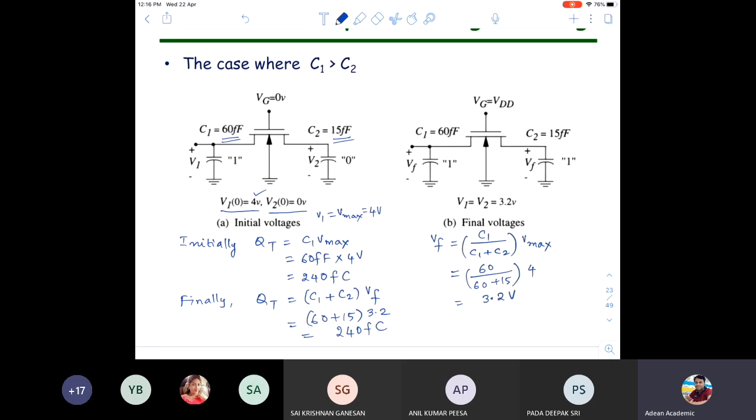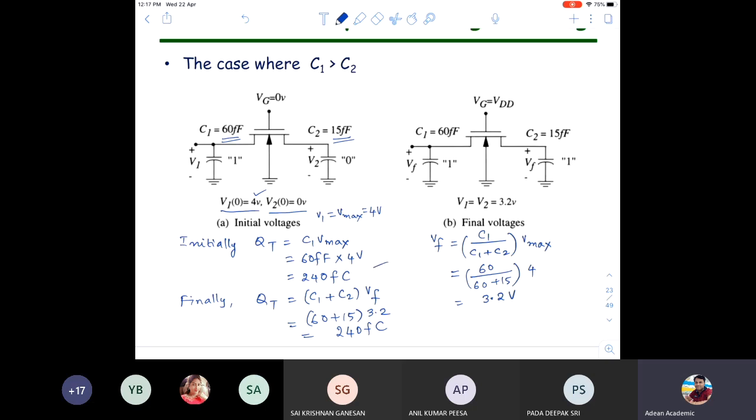I cannot say equally, because the first capacitor has C1 Vf and the second has C2 Vf. The first is 60 into 3.2, the second is 15 into 3.2. So the charge may be different because the capacitor values are different. It will share equally if both capacitor values are the same. If C1 is greater than C2, more charge will be in the first capacitor and less in the second, or vice versa. But the total charge before and after charge sharing will be the same.